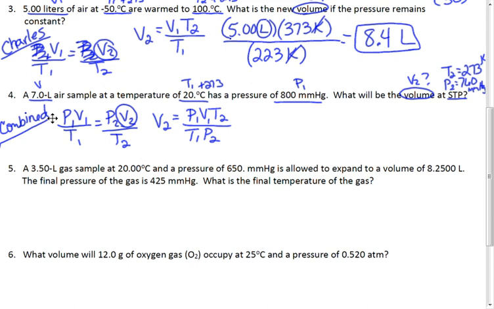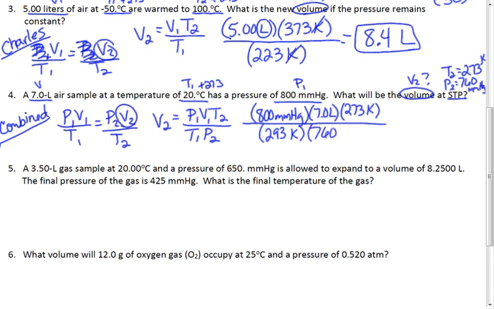So then we can plug in our values. Our first pressure is our 800 millimeters of mercury. Our first volume was 7 liters. And then you have to be careful here, it switches to the second temperature on top. So at STP, 0 degrees Celsius, is 273 Kelvin. Our initial, or our first temperature, was going to be 293 Kelvin once we add in that 273. And then our second pressure was at an atmosphere, or 760 millimeters of mercury. We had to make sure our units were where they would cancel.